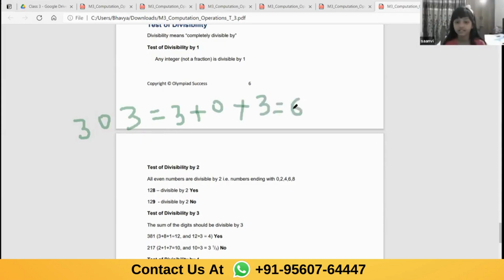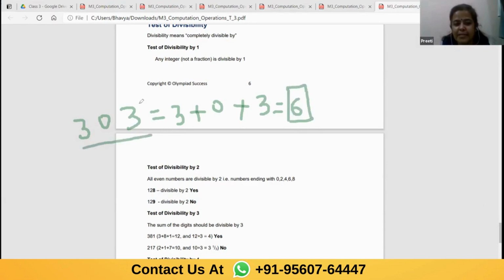Correct. When I add all the digits, if the answer I get is divisible by 3, then this number is also divisible by 3. That is 303. If I say 6303, is it divisible by 3? So you will say, ma'am, it is very simple.